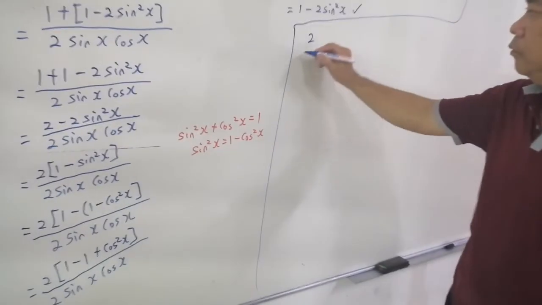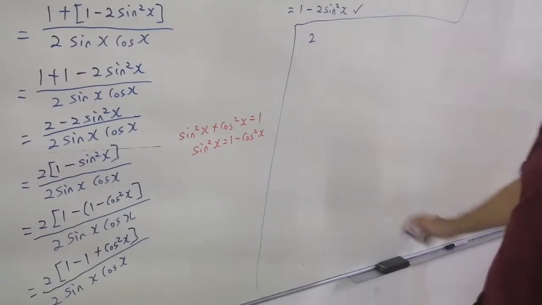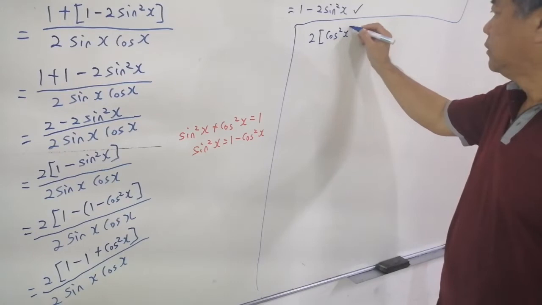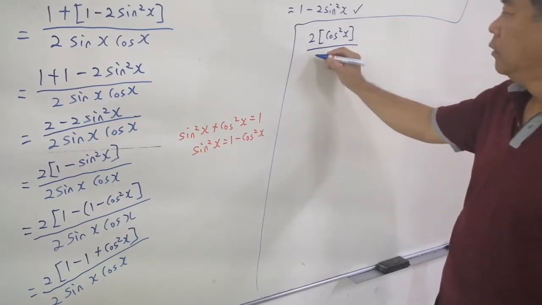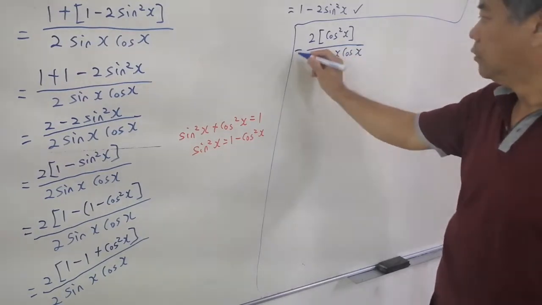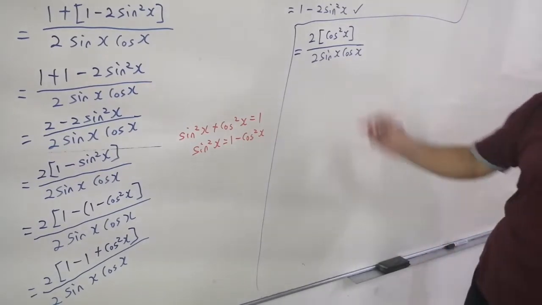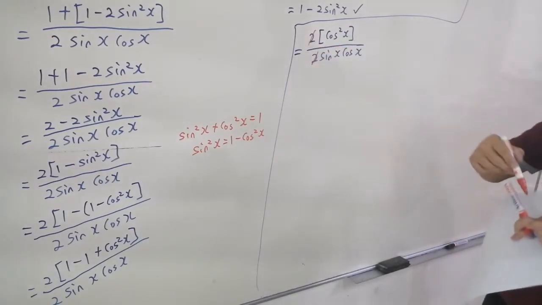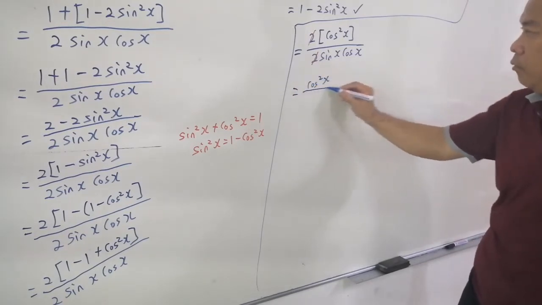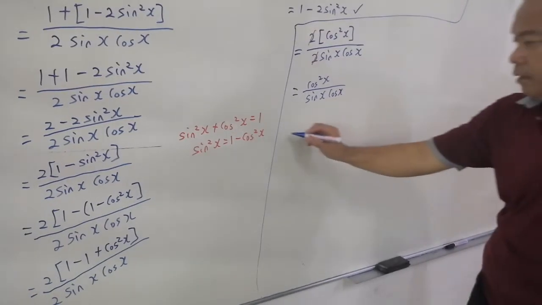1 minus 1 is 0 already. So your answer becomes 2 cos square x over 2 sin x cos x. Now you can simplify it. 2 and 2 can cancel out, so it becomes cos square x over sin x cos x.